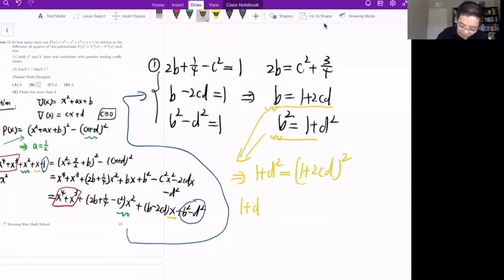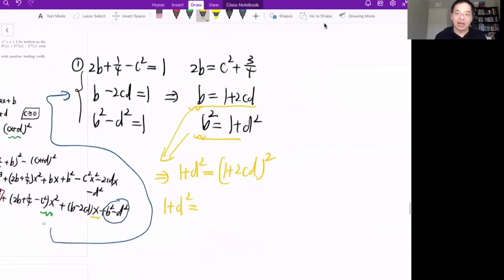So this implies 1 plus d squared equals... My point is, the whole problem is reduced to solving this algebraic system of equations, right? It's non-linear because you have those square terms, but it's okay, it's not too hard. So we take the square on both sides, we get 1 plus 4cd plus 4 squared d squared. We just need more patience and to make sure, you can double check, that our algebraic operations are correct. Otherwise, we will get something that is wrong. Just be careful and be patient.